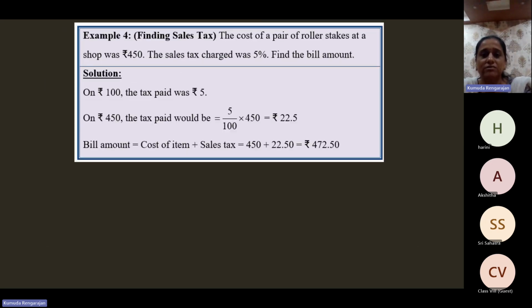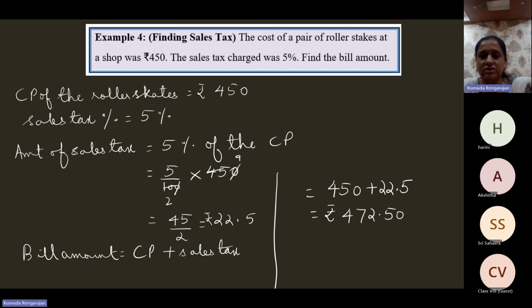See here, in this question, children, please listen carefully. So here you pick the roller skates. You go to the counter. What is the tag on the roller skates? 450. You didn't know sales tax is there. So you went to the counter and you thought he'll make a bill for 450 rupees. But the bill he made for you says 472 rupees 50 paise. And you're like, why? It's only 450.